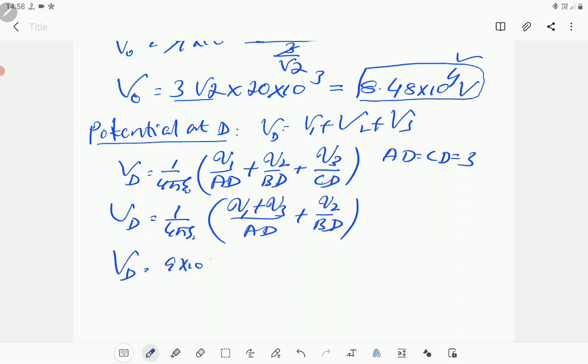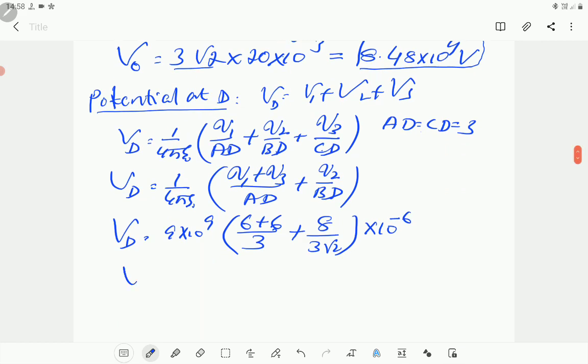9 into 10 to the power 9. Here Q1, Q2, 6 plus 6 divided by side length 3, plus Q2, 8 divided by diagonal. Diagonal is a root 2, 3 root 2, and the power into 10 to the power minus 6. That's it. Now VD, so 6 plus 6 is 12, 3 4s are 12, right?